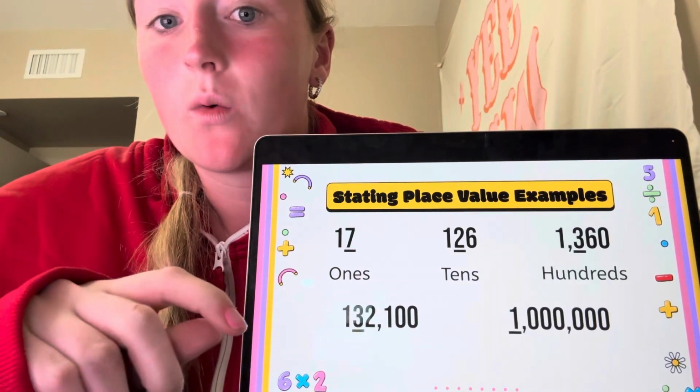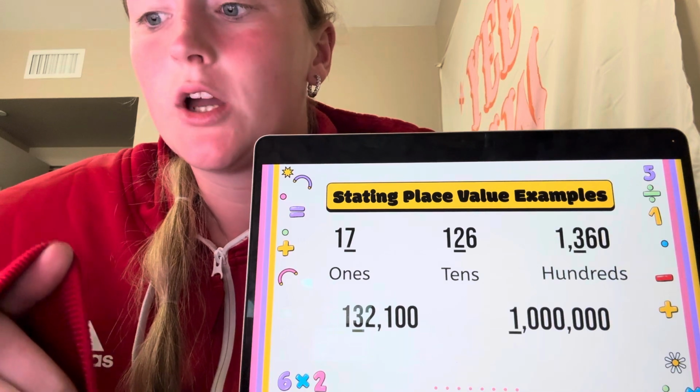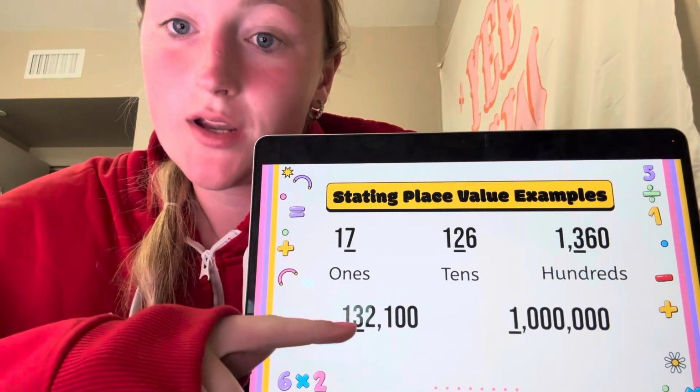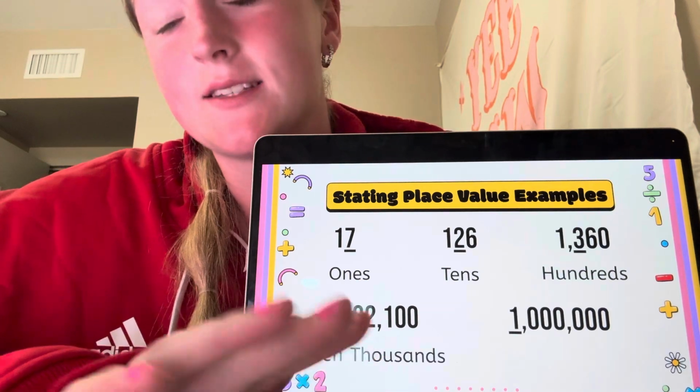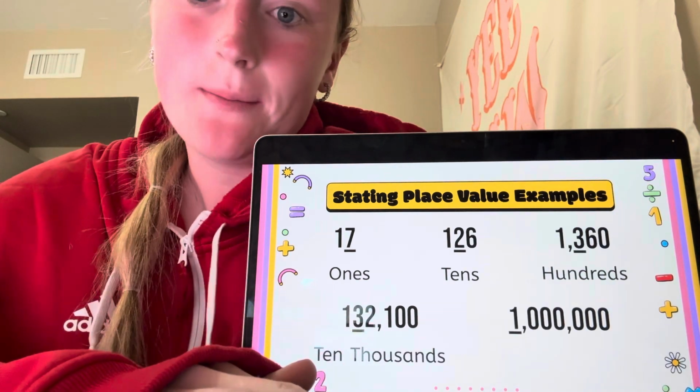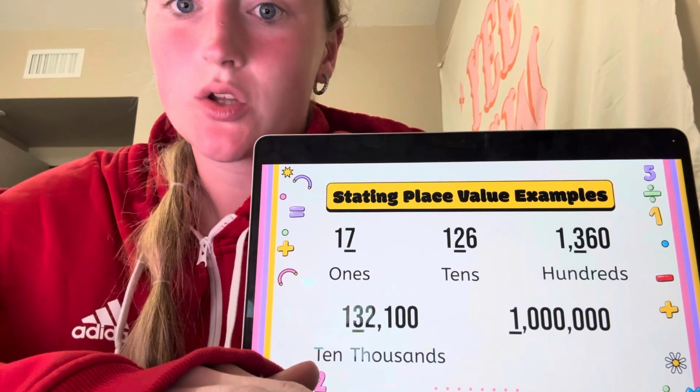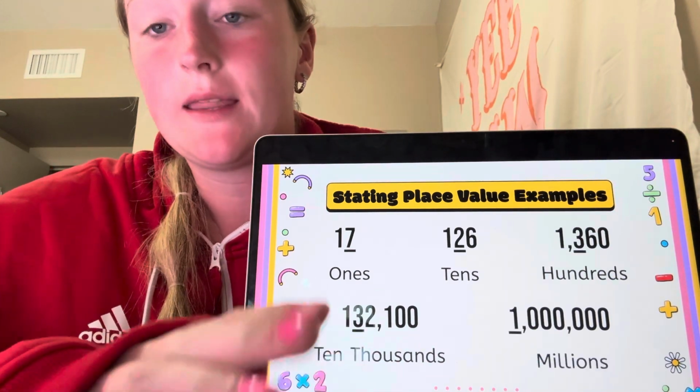Then the number 132,100. The 3 is underlined, so the 3 would be in the 10,000s place. Then the last number, 1,000,000, the 1 is underlined, so the 1 would be in the millions place.